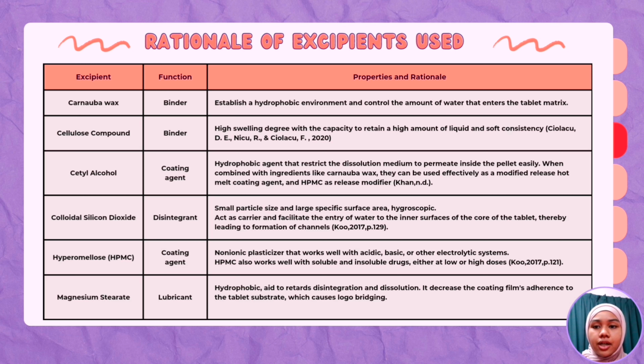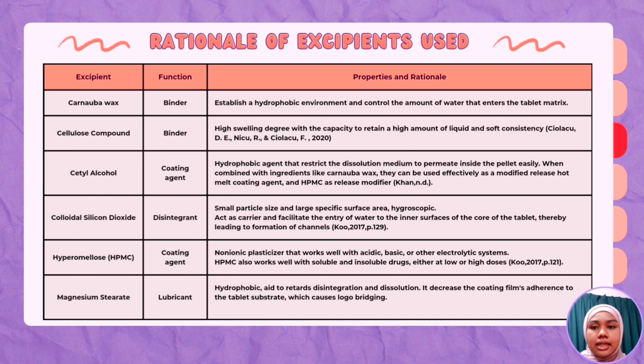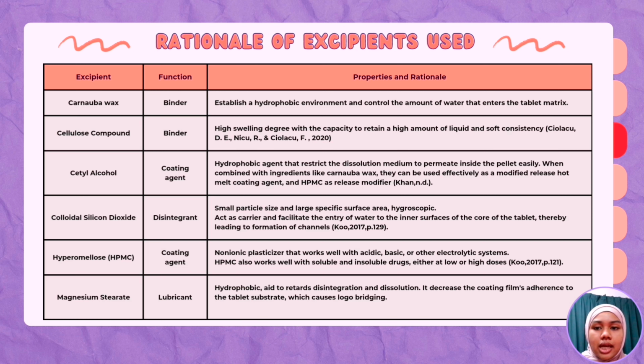The first one we can see is carnauba wax, which functions as a binder. The property of carnauba wax is a hydrophobic environment, and it controls the amount of water that enters the tablet matrix. And then next is the cellulose compound, which functions as a binder. It has a high swelling degree and retains a high amount of liquid and soft consistency. Next is the colloidal silicon dioxide, which is the disintegrant. This acts as a carrier or facilitates the entry of water, thereby leading to formation of channels for the water to come in. Next is the cetyl alcohol, which is a hydrophobic agent as a coating agent.